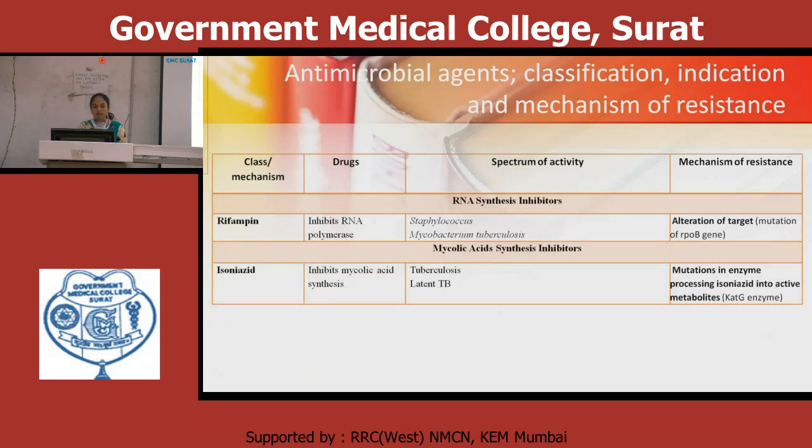Now rifampin inhibits RNA polymerase, an RNA synthesis inhibitor, active against Staphylococcus and Mycobacterium tuberculosis. Mechanism of resistance is alteration of target site by mutation of rpoB gene. Isoniazid inhibits mycolic acid synthesis. Spectrum of activity is tuberculosis and latent TB. Resistance is by mutation in the enzyme processing isoniazid into active metabolites.